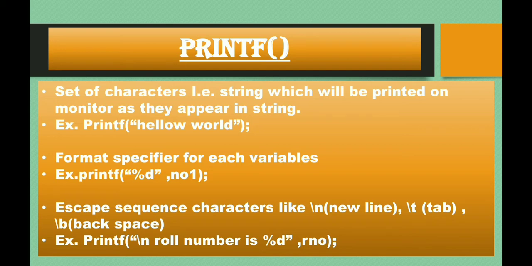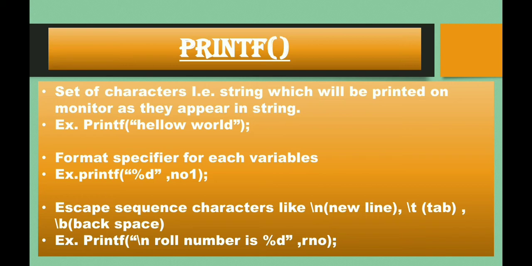Then the third thing. The third shows the escape sequence characters like \n. We have already discussed escape sequence characters. What is the use of them? They are used to give some effects like a new line. If you want to get your cursor on a new line, then you have to use the character \n. If you want to give the tab effect, then you have to use \t. If you want to give the backspace effect, then you have to use \b.